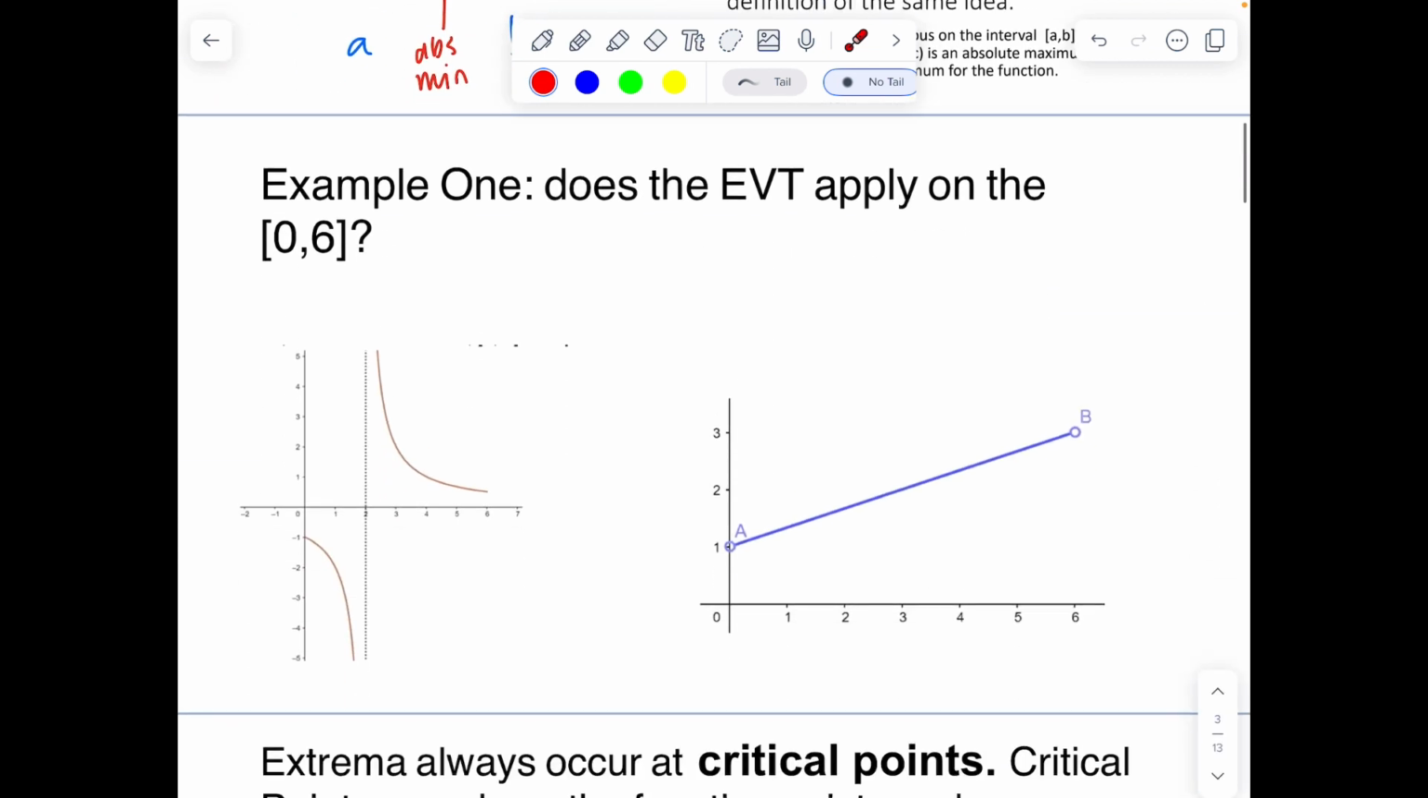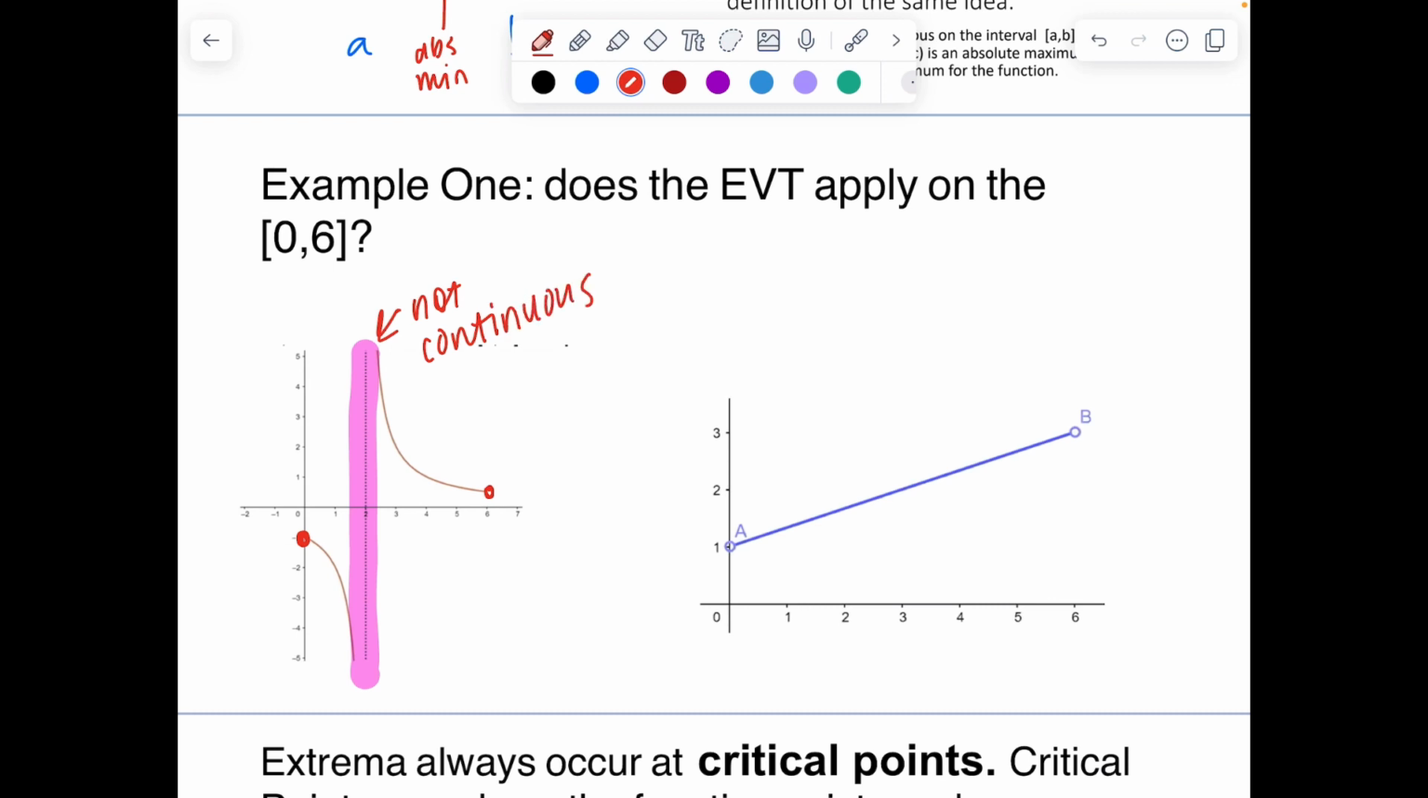So let's look real quick and talk about whether the extreme value theorem applies on the interval 0 to 6. So 0 starts here, 6 goes here. This one does not apply because it's not continuous at x equals 2. So the answer is no.